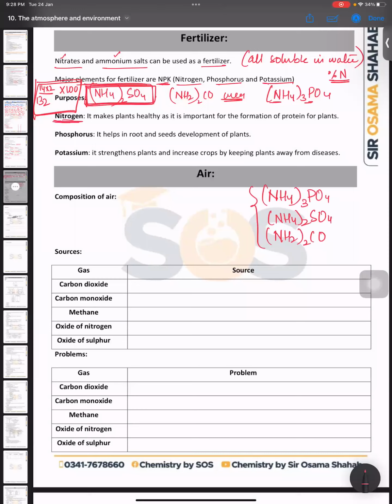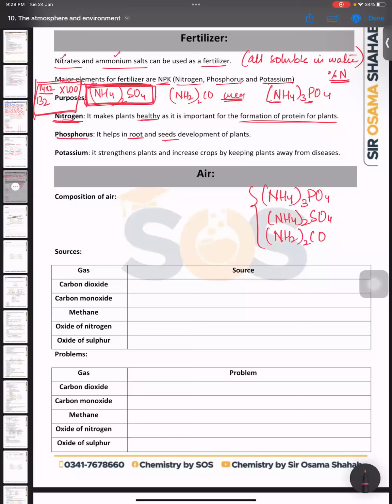So the nitrogen, it makes plants healthy. It is important for the formation of proteins for the plant. So you can say that it's a very important content for the growth of plant, for the strength of plants, because it is providing the formation of protein for the plants. Then phosphorus helps roots and seeds development. Again, seeds and roots are the very basic part of plants, and these two are very essential as well. Some of the fruits and some of the vegetables are also part of roots and seeds, so that's why they are very important.